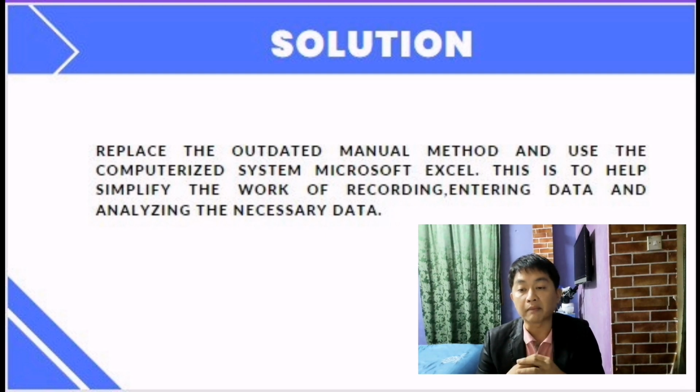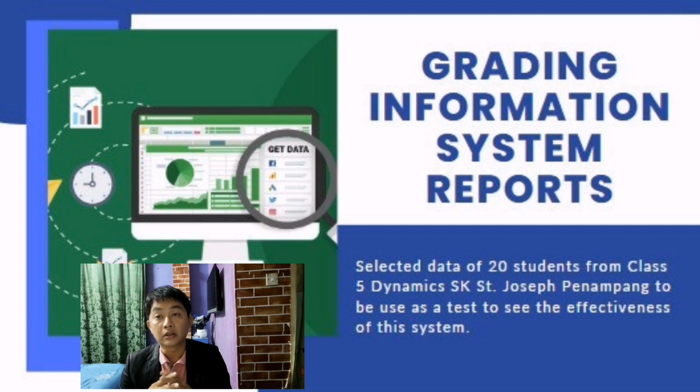This is also aimed at evaluating student performance in examinations according to the standard scale set by the Ministry of Education. For this project, our group has selected the data of 20 students from Class 5 Dynamic SK St. Joseph Penampang with a few main subjects taken by the students to be used as a test to see the effectiveness of this system. Basically, this system has several sheets or sections that relate to each other and use several formulas to help analyze the data entered.